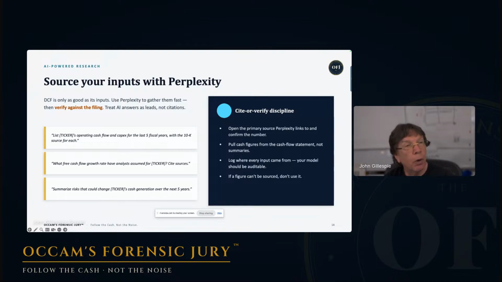Right, so open the primary source Perplexity links to and confirm the number. Pull the cash figures from the cash flow statement and log where every input came from. Your model should be auditable, right? So if a figure can't be sourced, don't use it.